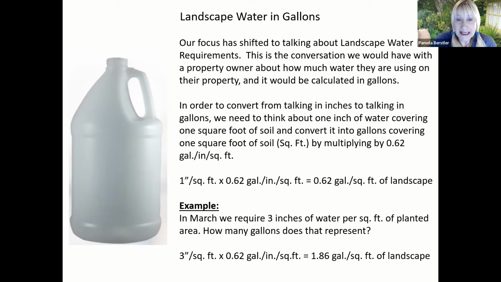Well, 3 inches times 0.62 comes out to 1.86 gallons per square foot of landscape. So if I have 1 square foot, it's 1.86 gallons. If I have 1,000 square feet, it's 1,860 gallons. So this is essentially the way that we're going to start to be thinking about water budgeting and rainwater capture, because both of those calculations are utilizing gallons per square foot, or rather gallons for this area, for this surface area.